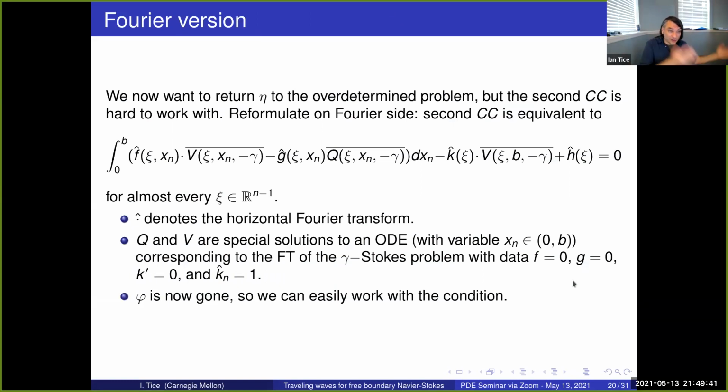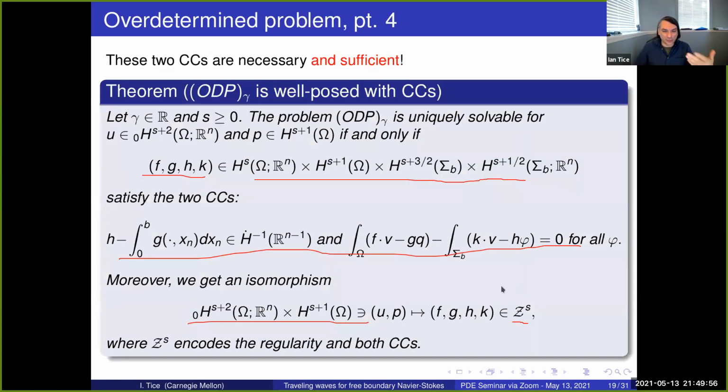Can we actually use this to solve the original problem that we were trying to solve, in order to use the implicit function theorem? The answer is yes, but to get to that, we have to reformulate the second compatibility condition. The reason is that it's inconvenient to work with in this integral form, where we have this orthogonality condition for all phi.